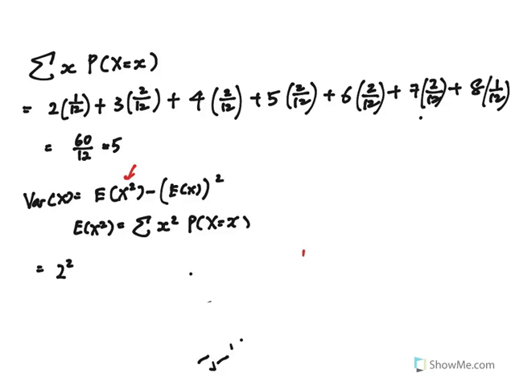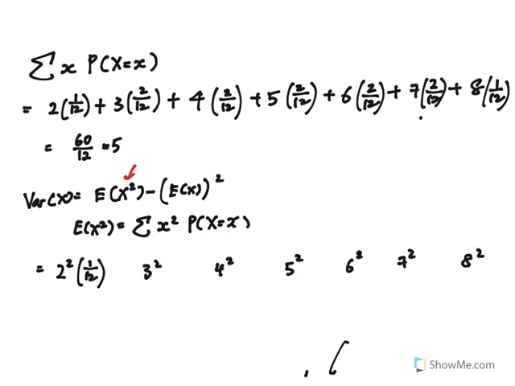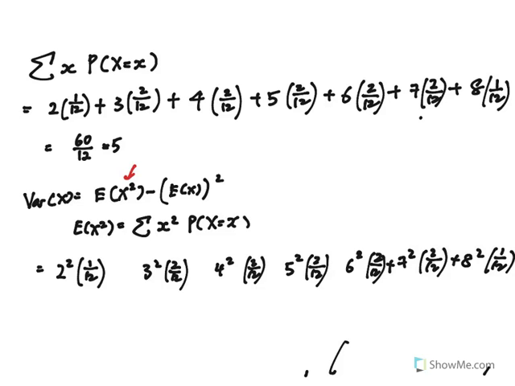The X squared values will be 2 squared, 3 squared, 4 squared, 5 squared, 6 squared, 7 squared, 8 squared. And what is the attached probability? Again, it will still be 1 over 12, 2 over 12, 2 over 12, 2 over 12, 2 over 12, 2 over 12, 1 over 12. And we add them up together.